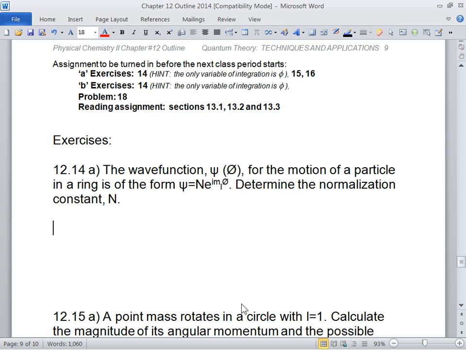Can you read this? Psi. What's the big N doing there? That's the normalization constant, right? So we've got to figure out what that is. That's what we're after. And then it's e to what power? You've got the i, and m sub l, and then times phi.